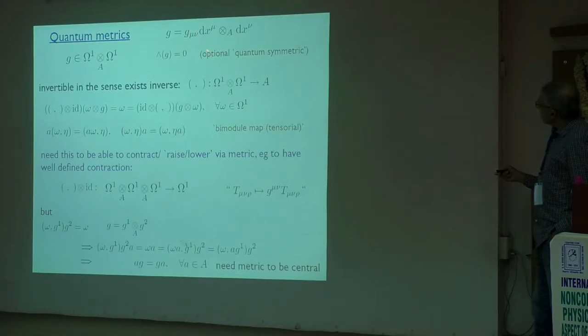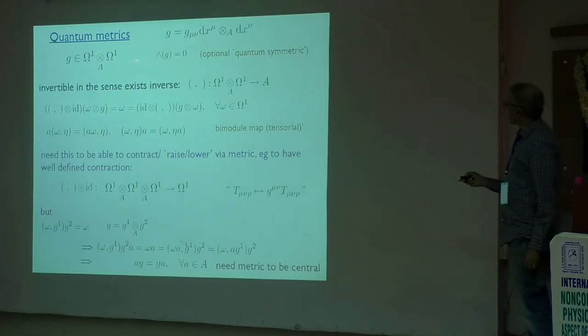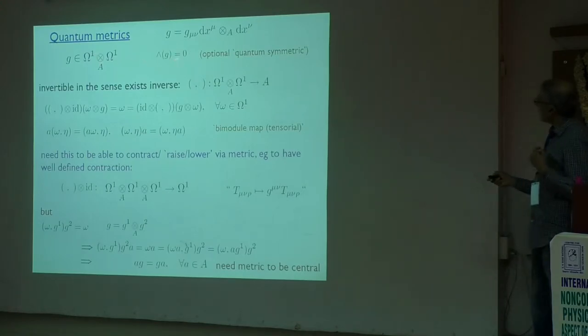So a metric, as I mentioned, is something like this classically. So for us, it's an element of Omega^1 tensor Omega^1. We typically have a condition of symmetry, so that would be expressed by the wedge product, which gives you a 2-form from a pair of 1-forms. We would like that when you apply wedge, you get 0. That would express quantum symmetry. That's the one notion. It's not the only one. We won't be using it, in fact.